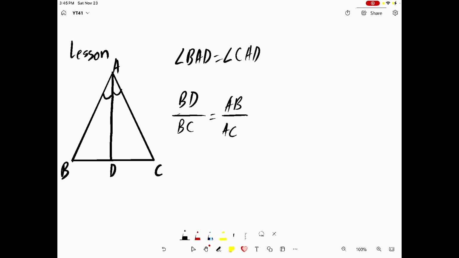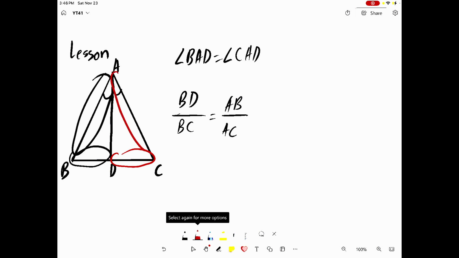Today's lesson is another geometry theorem. It's called the angle bisector theorem. You see, angle BAD is equal to angle CAD because AD, the line AD, bisects, so that's a given. And if that's a given, then BD divided by BC, so this line segment divided by this line segment in red, is equal to this line segment AB divided by this line segment AC.